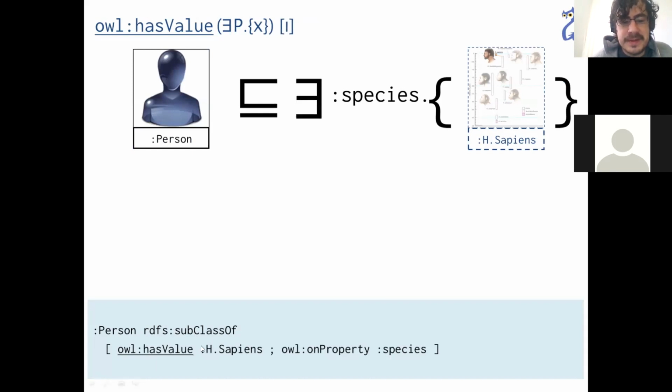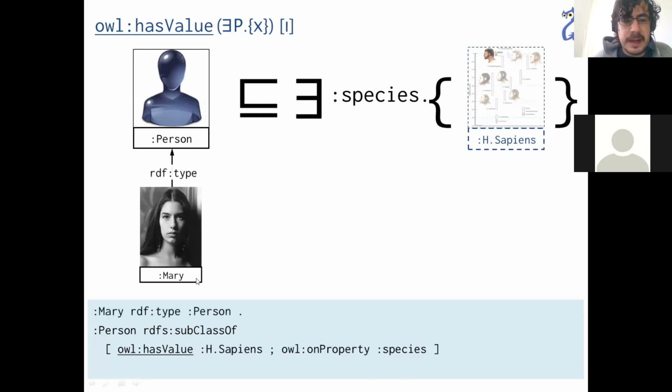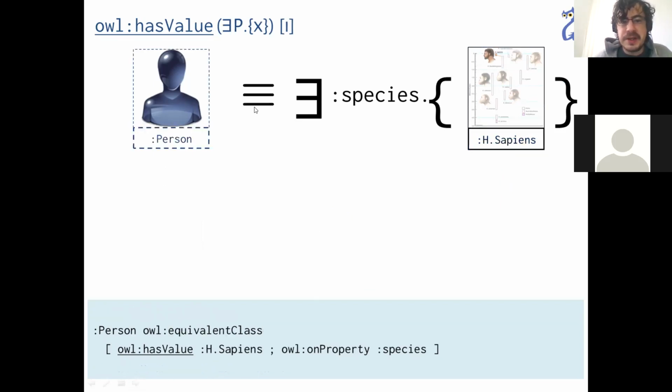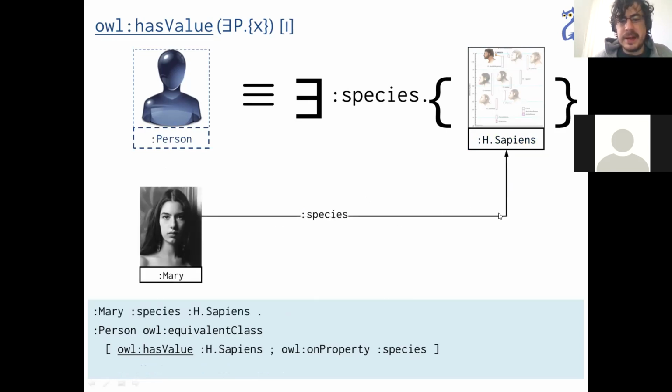So what does this mean? If we have person subclass of has value Homo sapiens on property species, and we add that Mary is of type person here, then we can entail that Mary species Homo sapiens. Again, the difference with some values from is that here we're entailing directly the value Homo sapiens. We're not entailing a value that is of type Homo sapiens, right? So in this case, we can entail that Mary species Homo sapiens, as we see here. What about the other direction? If we have equivalence here, and we know that Mary has species Homo sapiens, then we can entail that Mary is of type person as well.